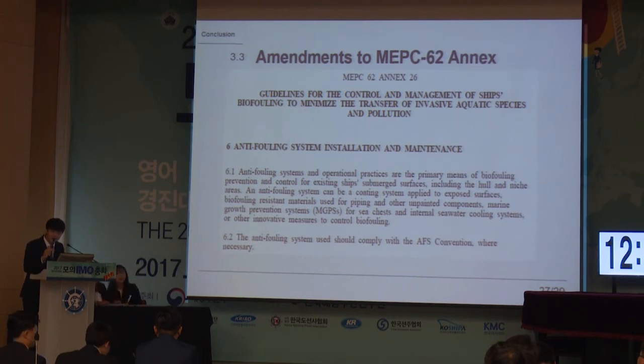In this presentation, we gave our suggestion, in anticipation of these three advantages, to the MEPC 62 annex. First, we would ban and remove biofouling resistance material. Instead, we support the usage of non-toxic hard paint that does not contain biocide, which serves only to protect the bottom surface.